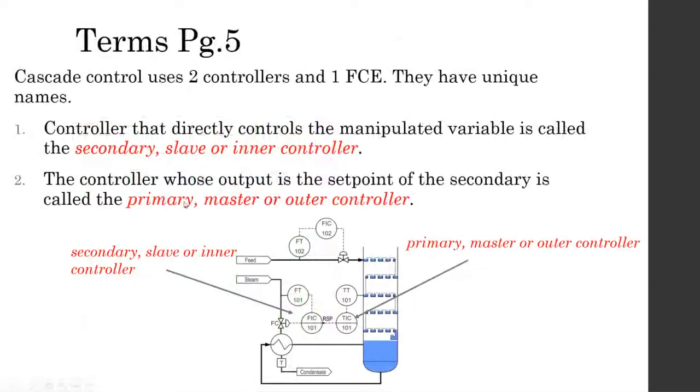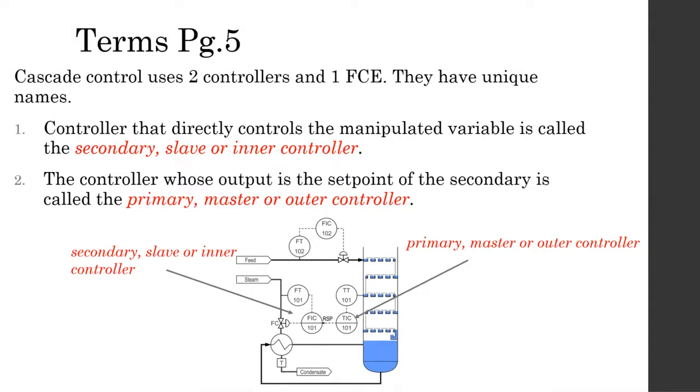So some terms we need to come to grips with here. Cascade control uses two controllers and one final control element, and they have lots of different unique names, and you'll see me refer to these abbreviated after this slide. First of all, the controller that directly controls a manipulated variable is called the secondary, slave, or inner controller, and I will usually abbreviate this as SSI.